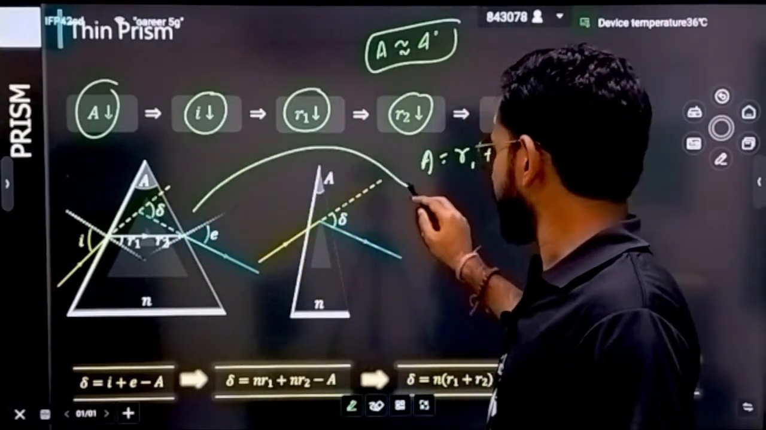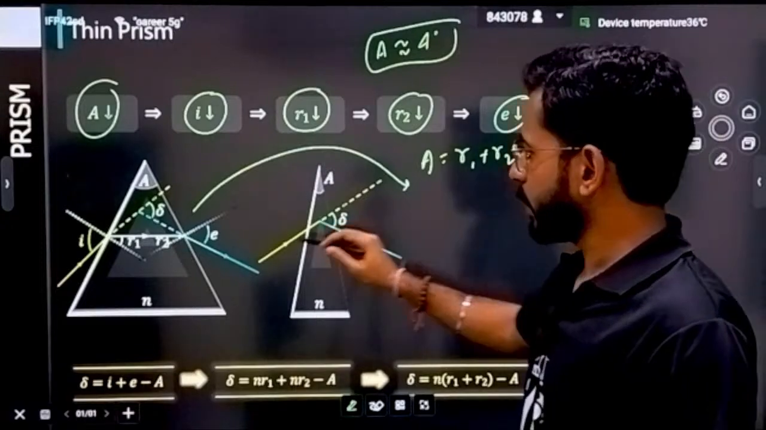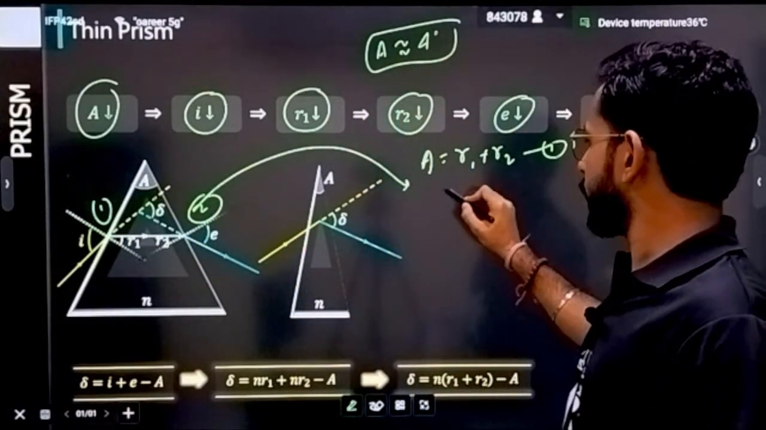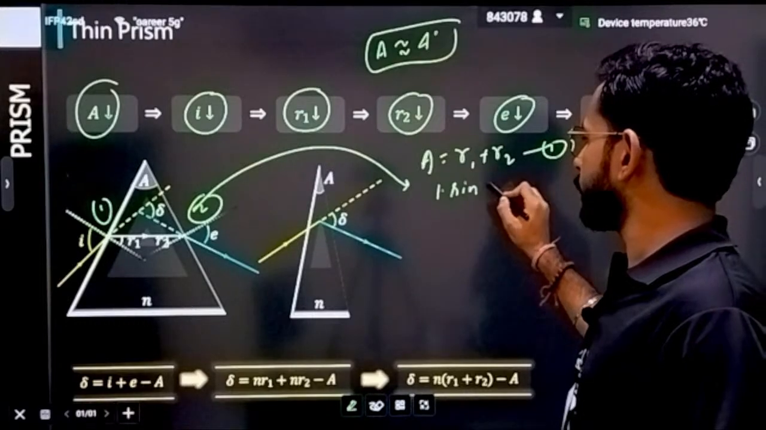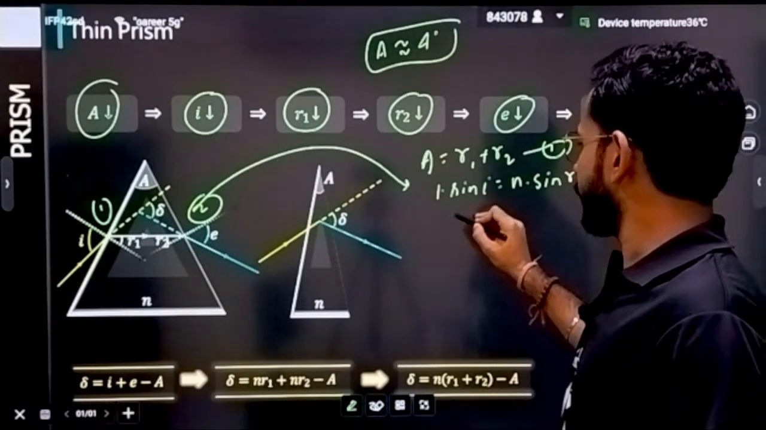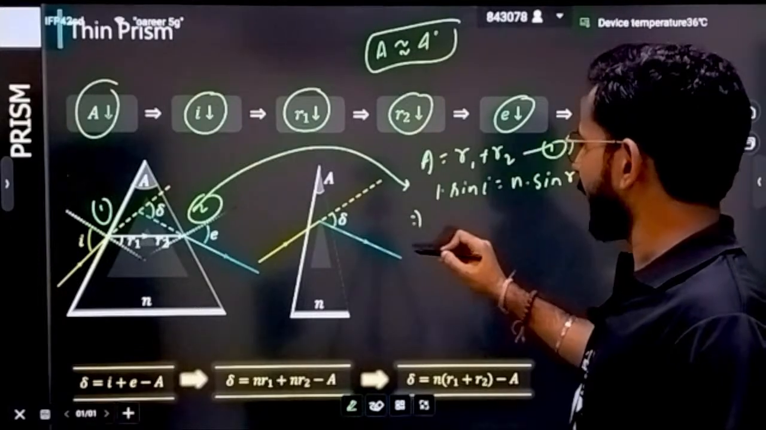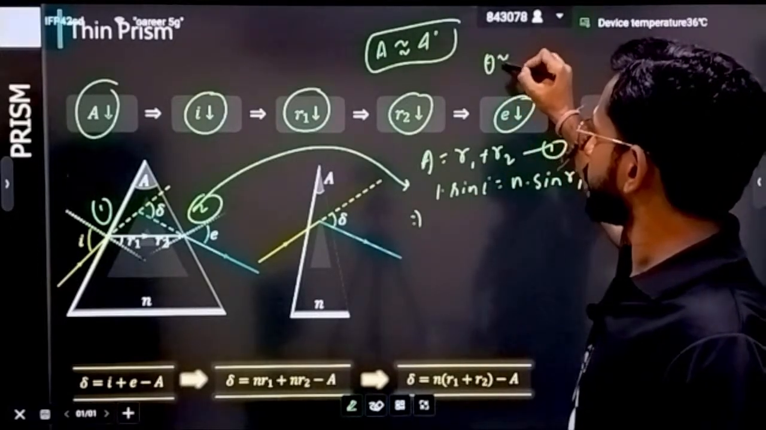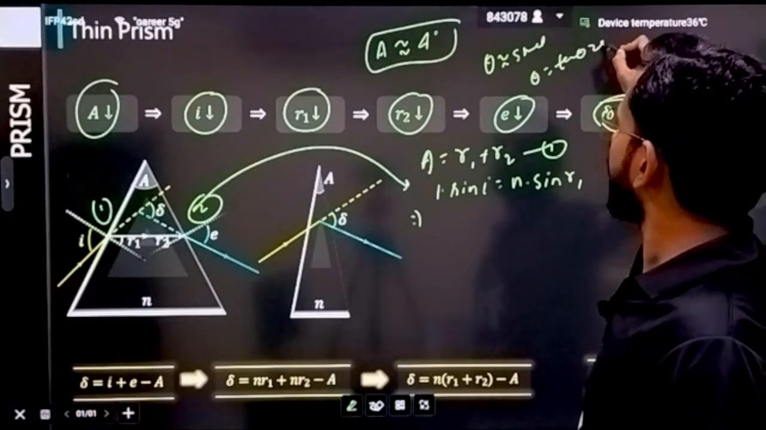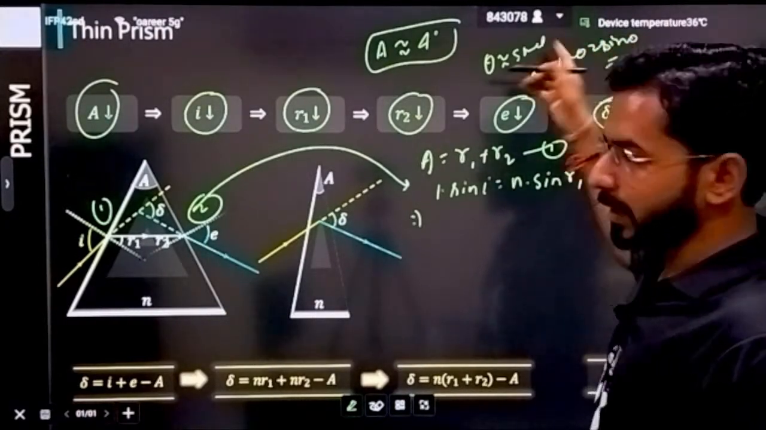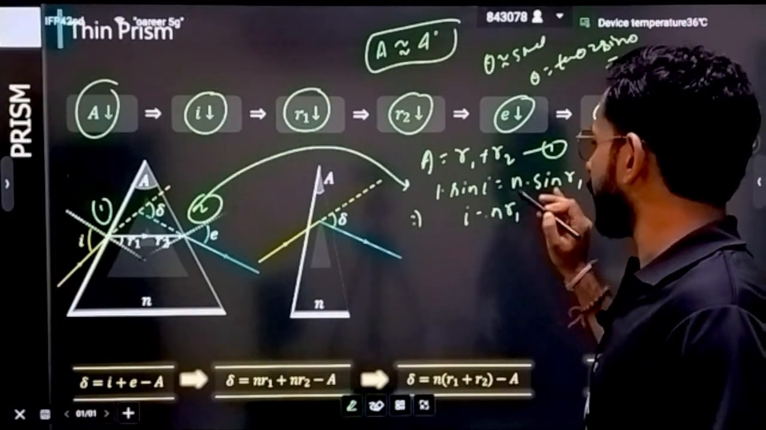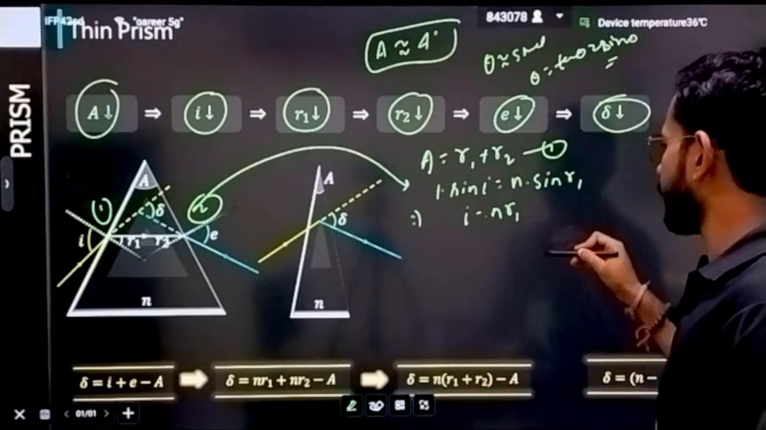Write, in a natural prism, what happens? What is Snell's law? You will apply it on surface 1. This is surface 1, this is surface 2. You will write 1 times sine of I is equal to n times sine of R1. And can I say all the angles are very small? If theta is very small, what can I write? Theta is equal to tan of theta is equal to sine of theta. So sine of theta can be directly written as theta. What will you write here? I is equal to n times R1. This is one thing that you can write.